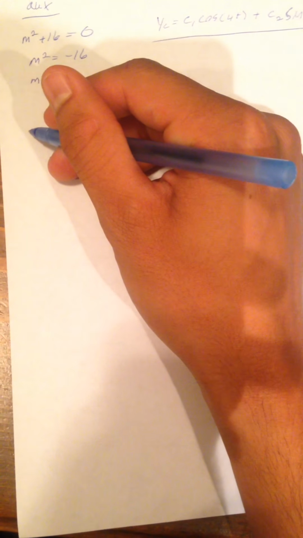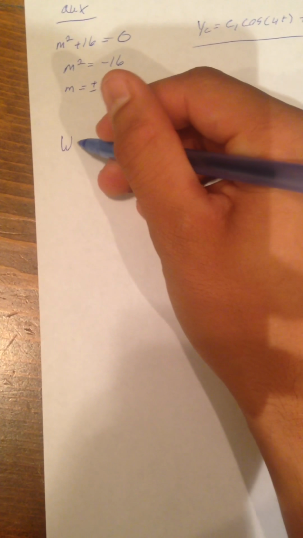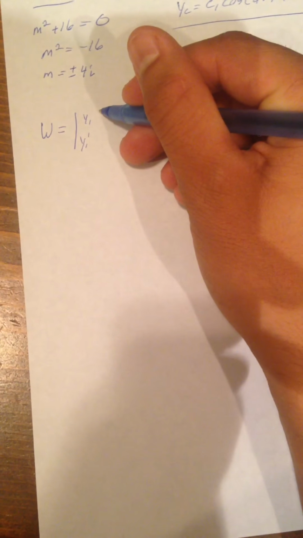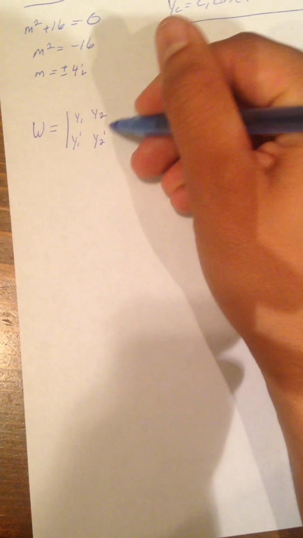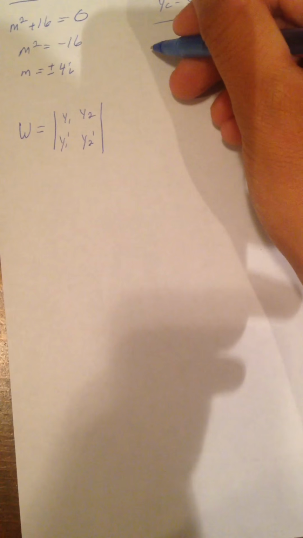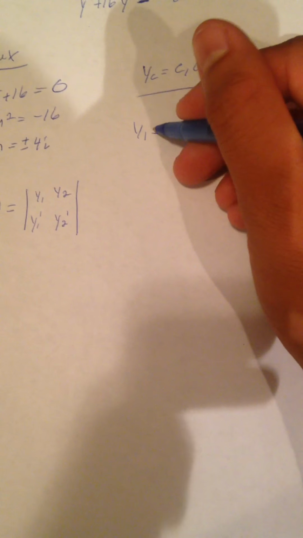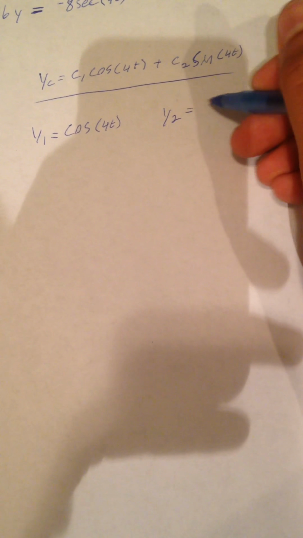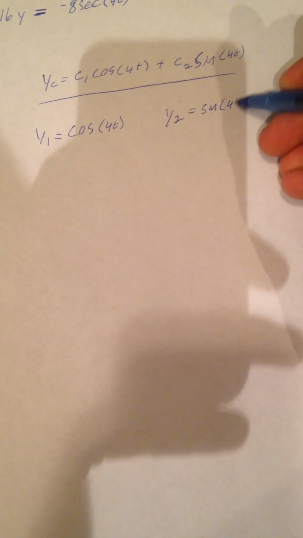Then you're going to want to find the determinant of y1, y1 prime, y2, y2 prime. And that equation is y1, y1 prime, y2, y2 prime. And your y1 is going to equal whatever the first term is, it's going to be cosine of 4t. And your y2 is going to equal sine of 4t. So now you're going to plug that in and take the derivatives.